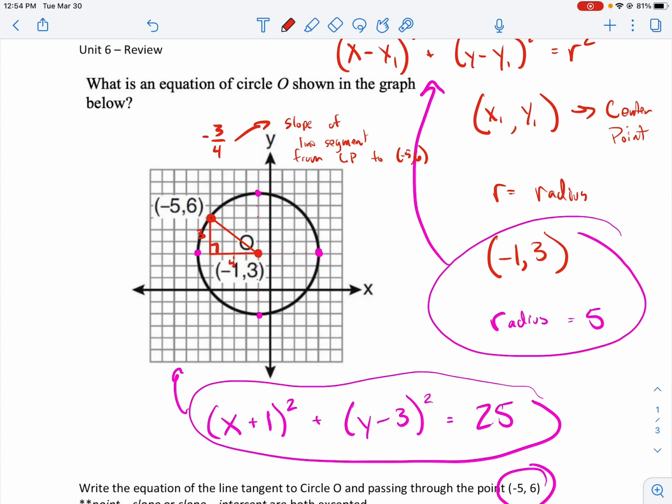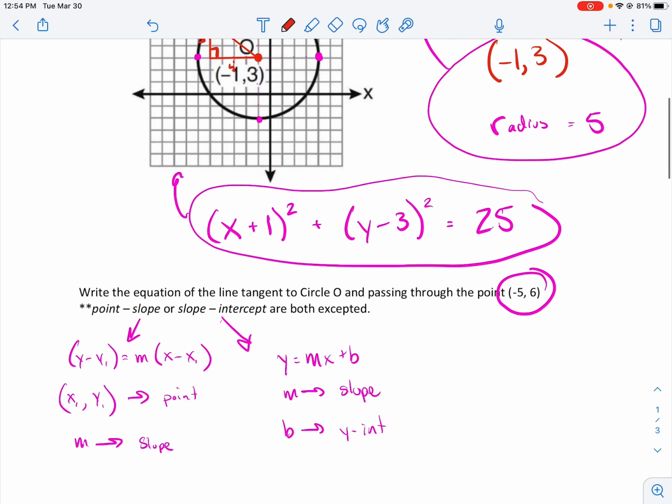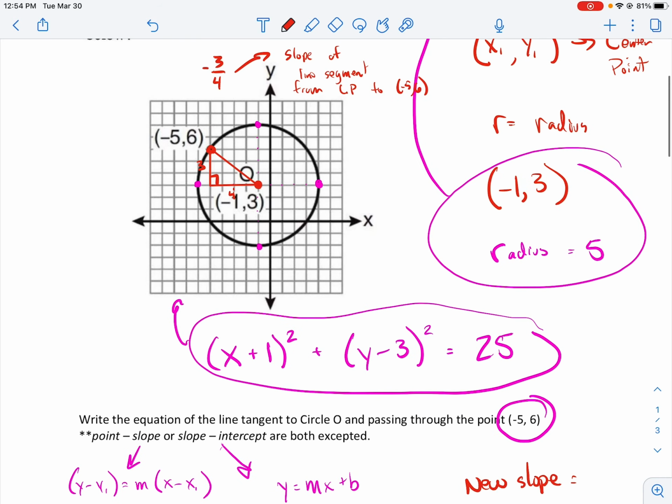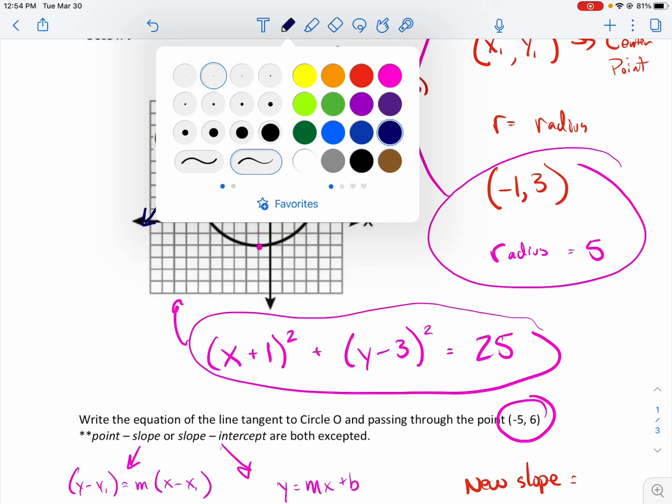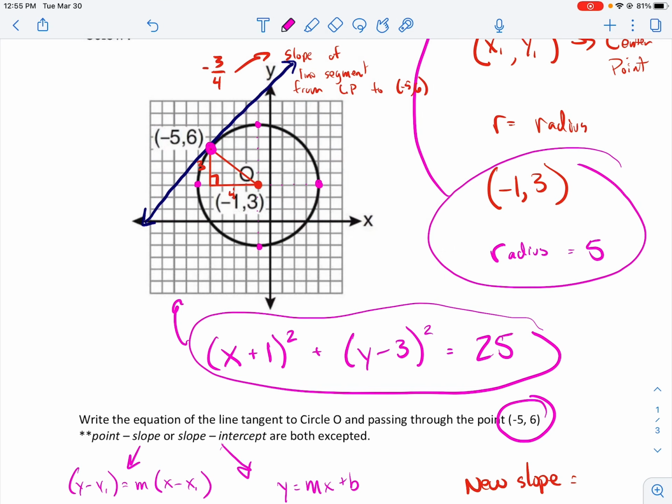So what we're going to need then is our new slope for the line that's going to be tangent to that radius. Come up with a different color here. For a line to be tangent, it means that it touches the circle at exactly 1 point. The 1 point we're in reference to is -5, 6. And that also creates a 90-degree angle.